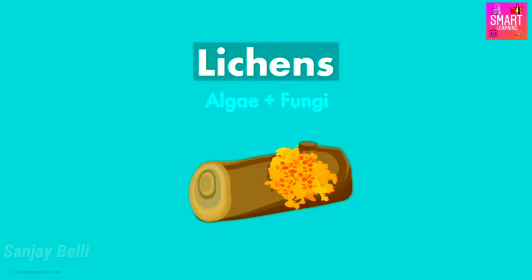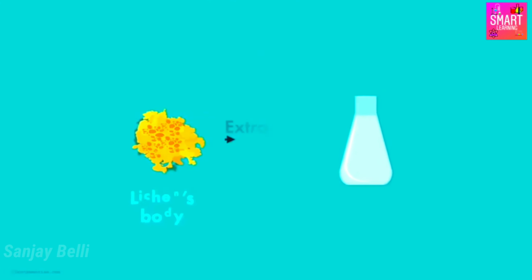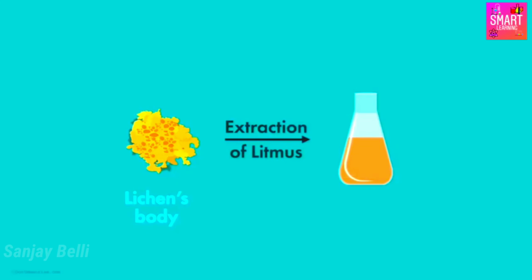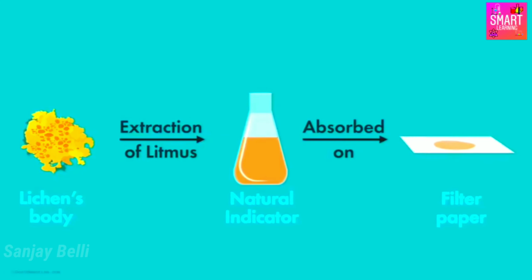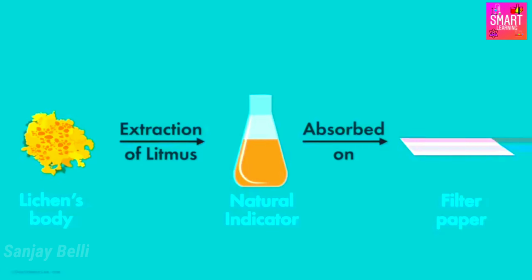So, a substance extracted from a lichen body called litmus is used as a natural indicator for chemical purposes, especially in detecting the acidic and basic nature of solutions. The litmus obtained from a lichen body is a mixture of some dyes that are usually absorbed on a filter paper. This paper made with litmus on it is used as an indicator for detecting acids and bases.